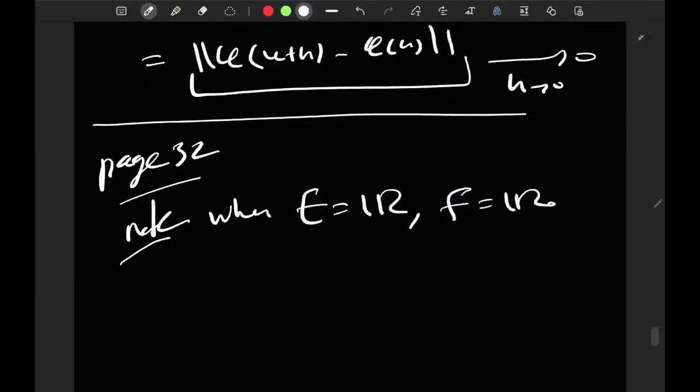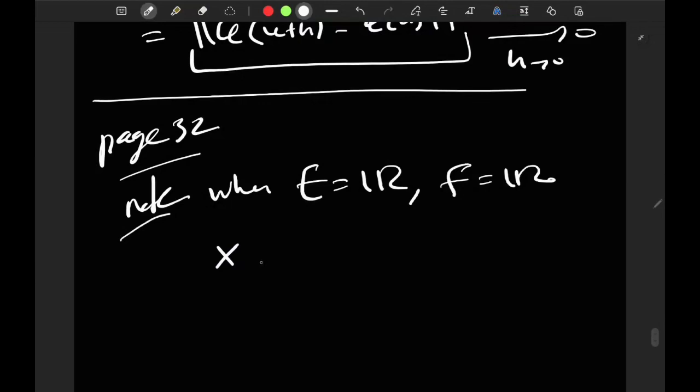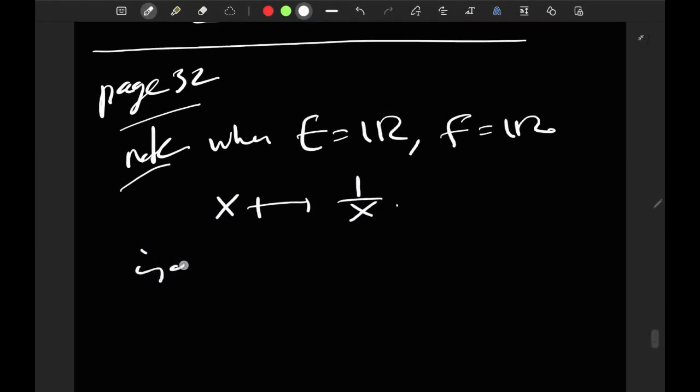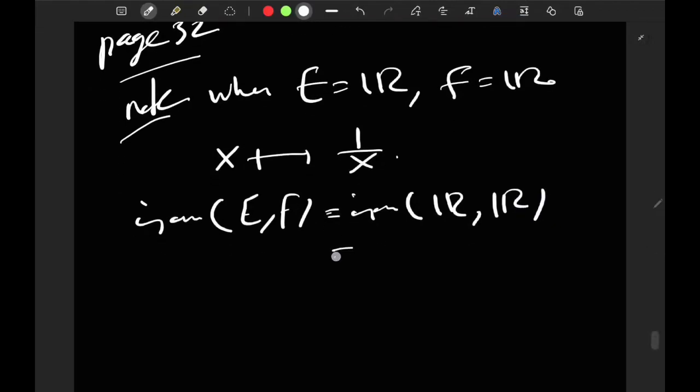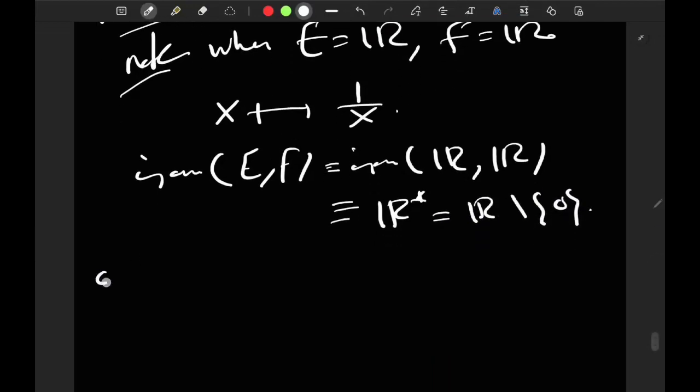This is just talking about the map, which is mapping x to 1 over x. In the case of the reals, the Isom of E, F is just R star. The Isom of R, R can be identified with R star, or if you want, R minus 0. And then our statement is the following.